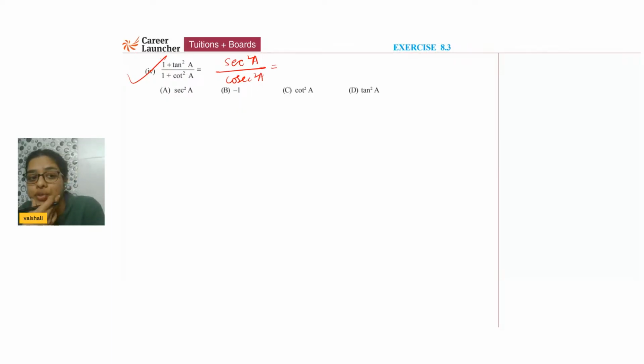Now if I want to consider, secant is what? 1 by cos, and cosec is what? 1 by sin. So it means indirectly I can write it this way: sin square A divided by cos square A, or tan square A is the answer, which is option D. Right? And we are done with this question as well.